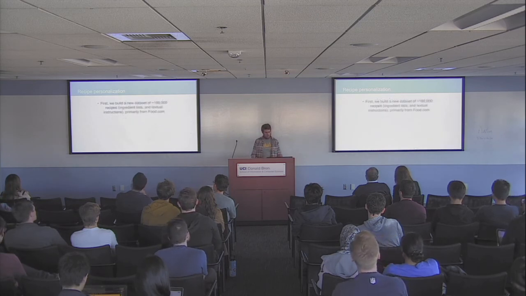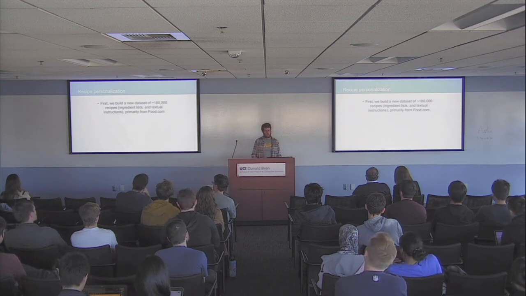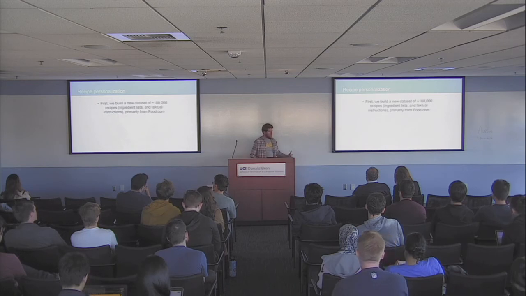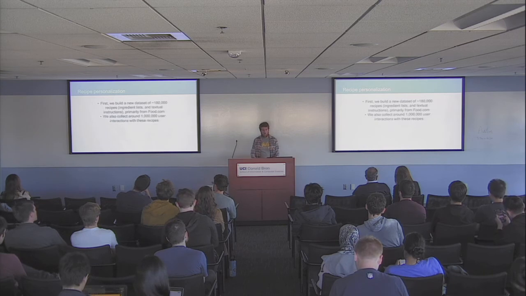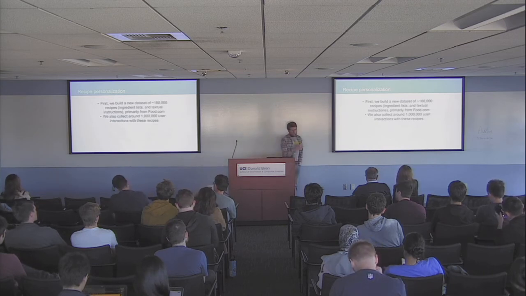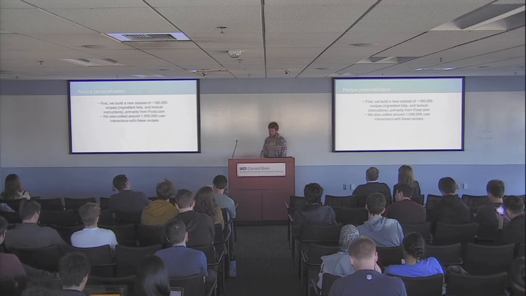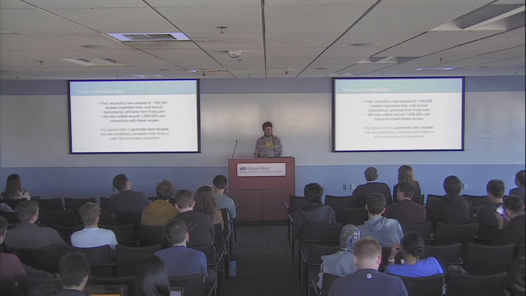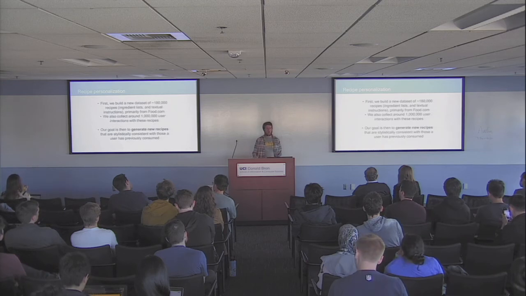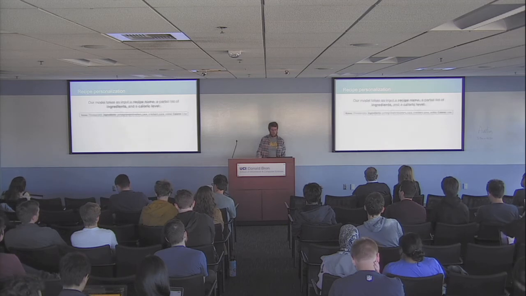So again, we did some dataset construction, collecting a big corpus of recipes, which consists of ingredient lists followed by plain text instructions. And we also have user interactions. So for some set of users, we know what set of recipes they have historically consumed, so we have their interaction histories. And we'd like to generate recipes that are stylistically consistent with a user's interaction history.